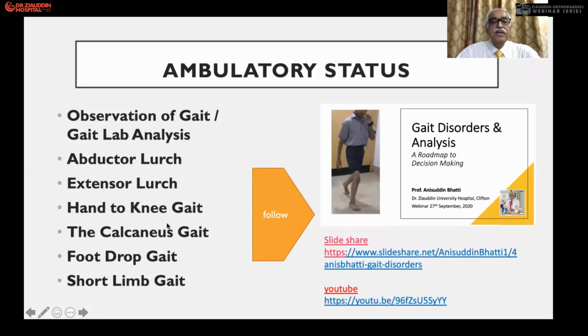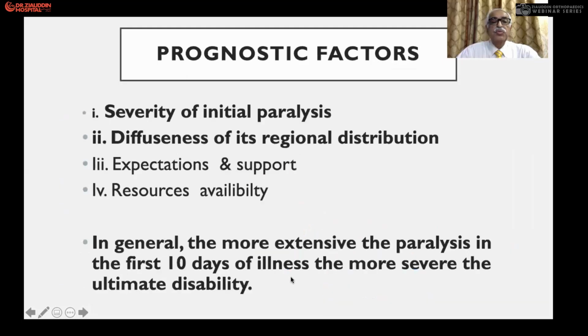quadriceps femoris muscle, and the calcaneus gait, which is very difficult to treat when there is paralysis of the triceps surae. There may be a foot drop due to paralysis of the dorsiflexors of the ankle joint, and there may be a short limb gait. We have given this in detail in the gait analysis and gait disorders lecture, which is available on SlideShare and YouTube.